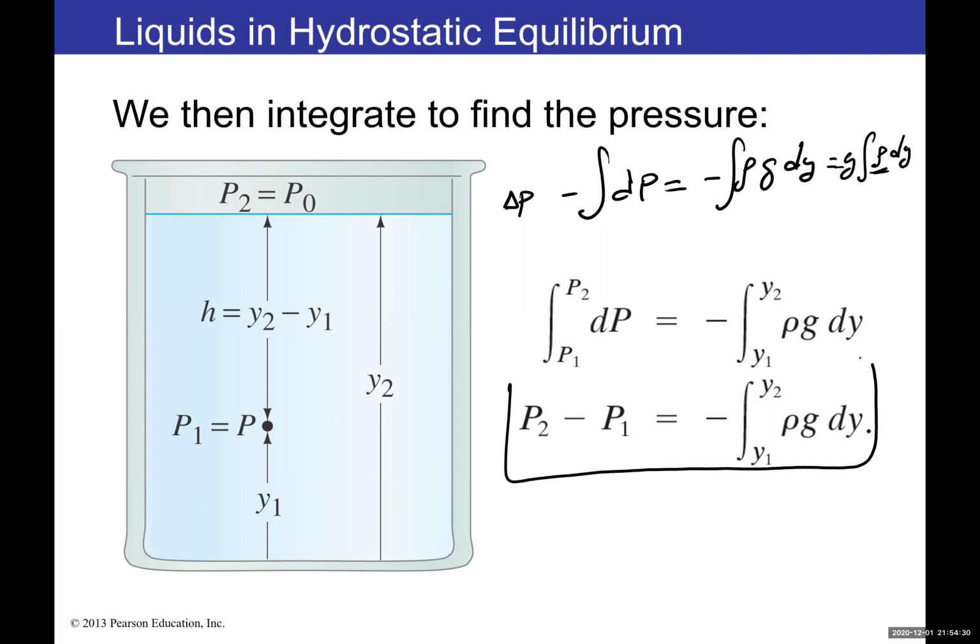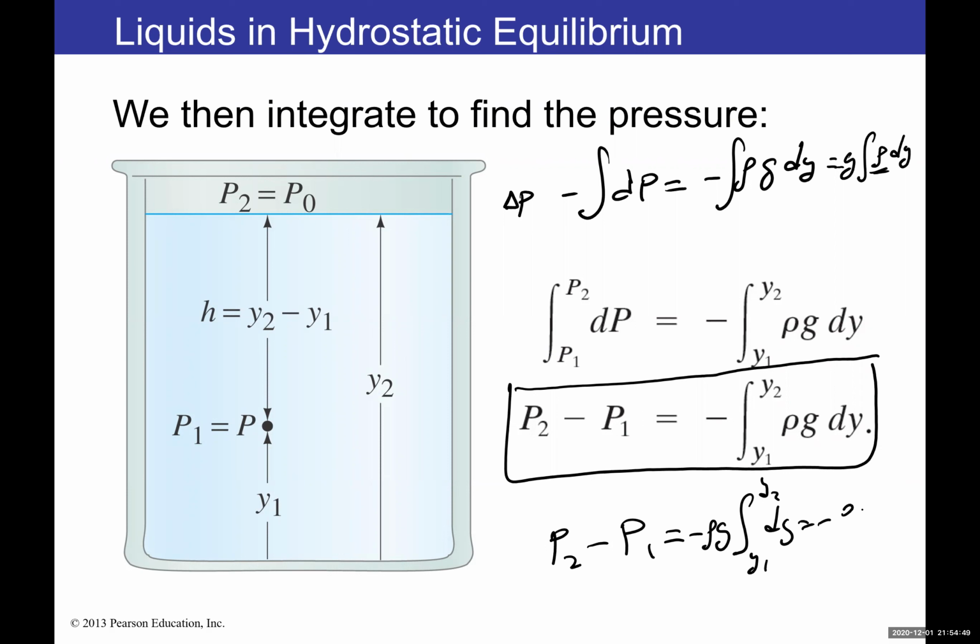And then if the density is constant, what you have is that P2 minus P1 is equal to the negative integral from y1 to y2 of rho g dy, if this is constant density. So this just becomes negative rho g delta y. So it's simplified to this, assuming that it's constant. But if it's not constant, then you're going to have to integrate.